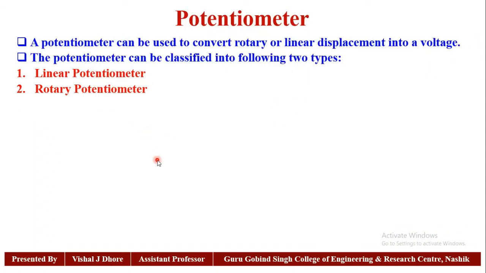A potentiometer can be used to convert rotary or linear displacement into a voltage. This potentiometer can be classified into two types. The first one is the linear potentiometer and the second one is the rotary potentiometer. So let us begin with the linear potentiometer.